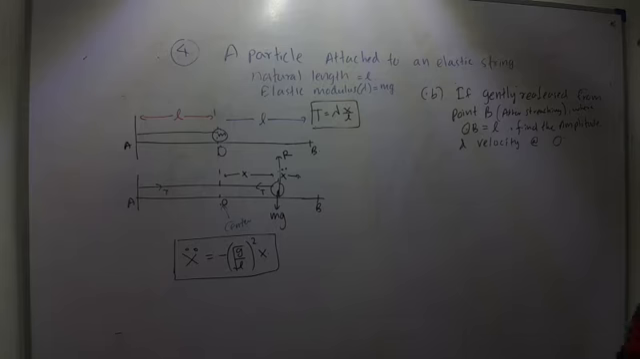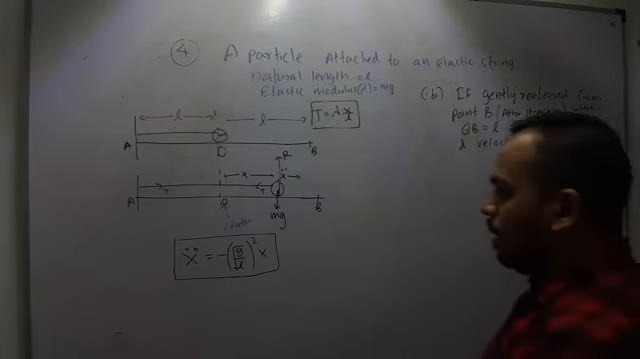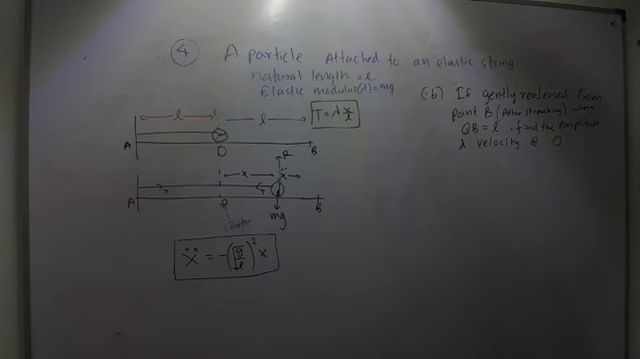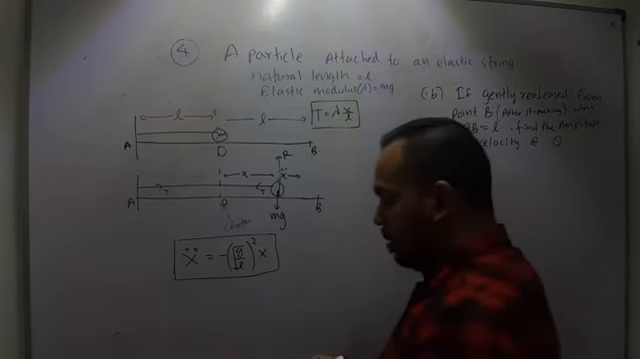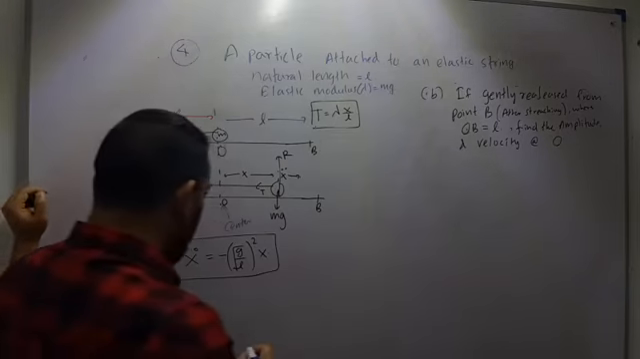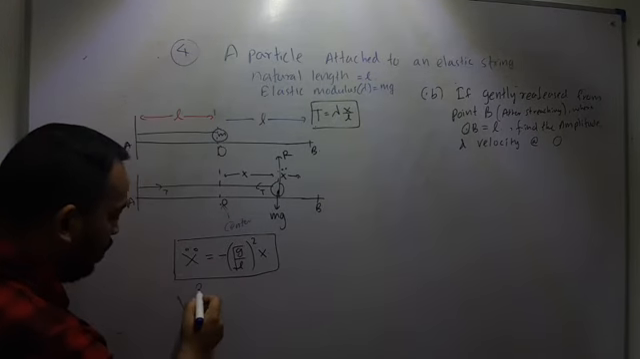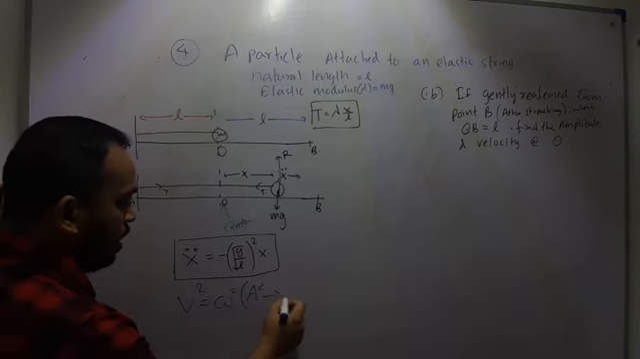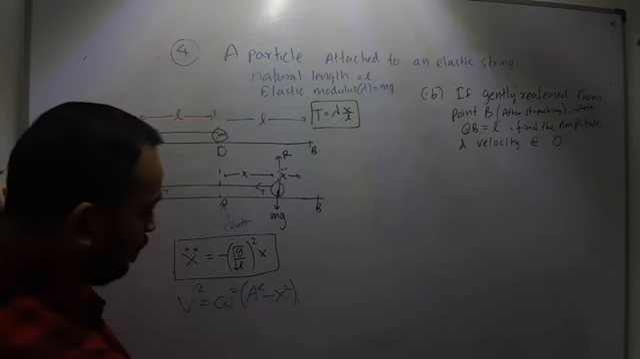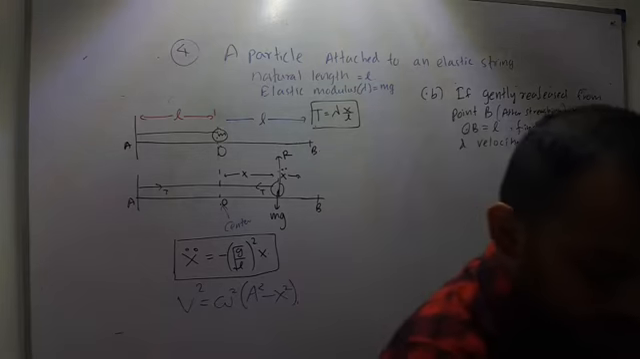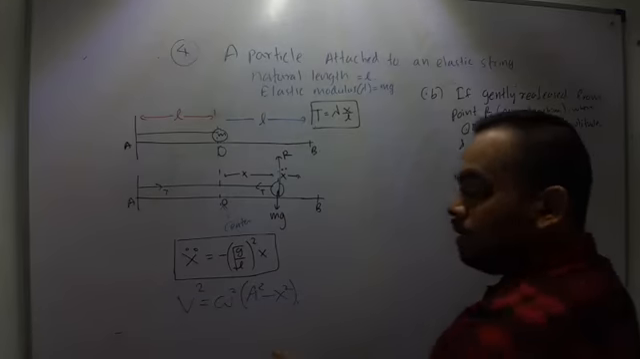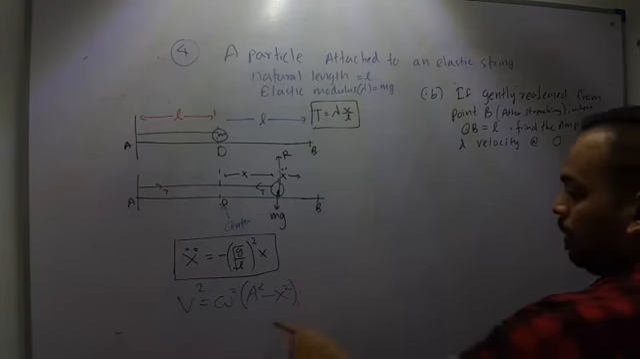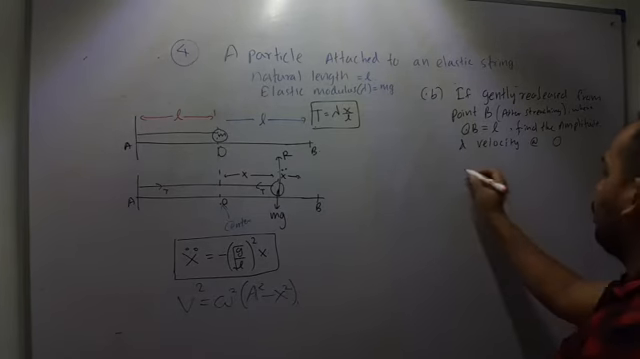First find the amplitude. Now we have the characteristic equation, so we know there's another equation we can use for the velocity. In general, velocity v squared is equal to omega squared times (a squared minus x squared). Now we can use this equation to get the amplitude, right? So how do you define the amplitude?